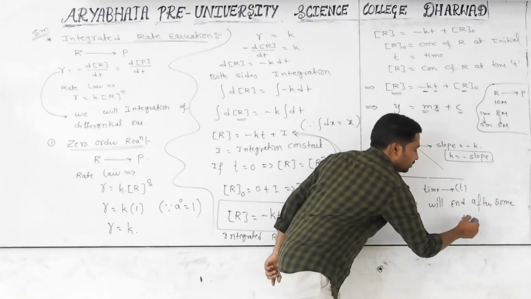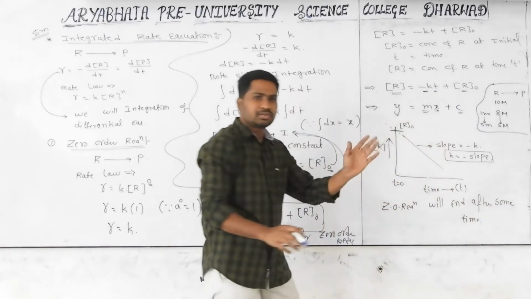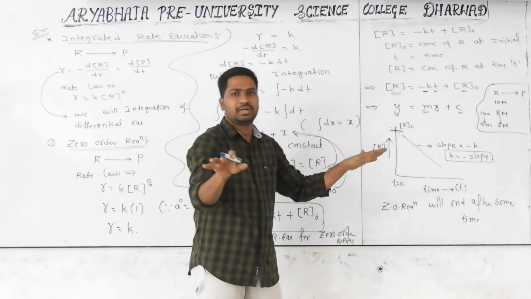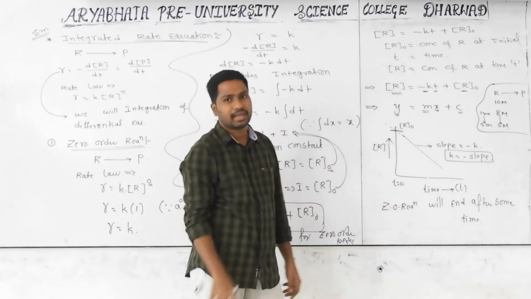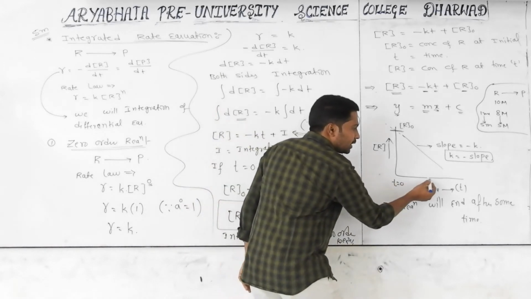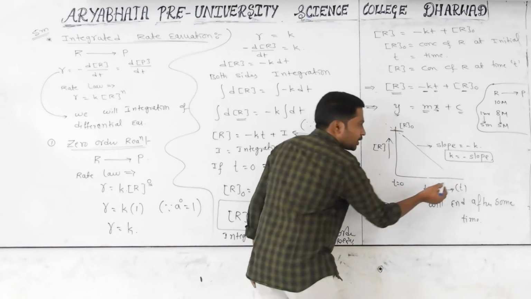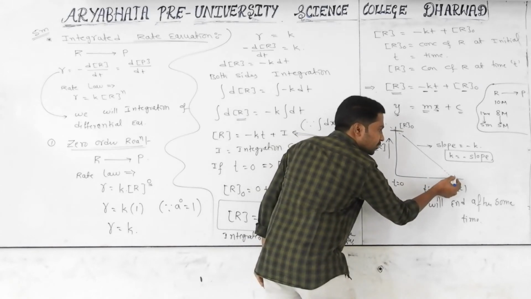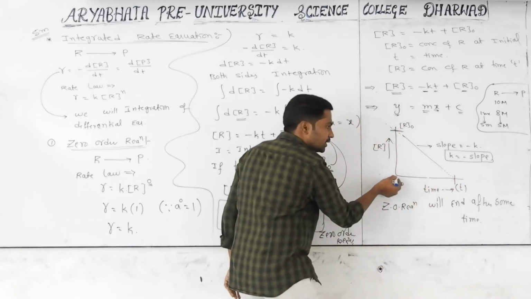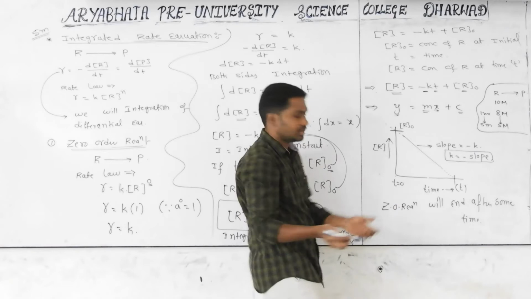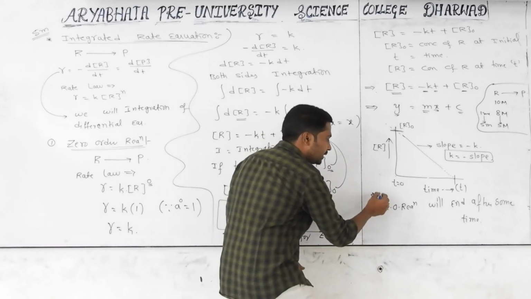What is the meaning of this? After a few minutes, or after a particular time, the whole reaction will be stopped. Why? You see here, as time goes on, for example after 15 minutes, this line comes down, and at this particular time the concentration of reactant is equal to 0. There is no reactant, so there is no reaction. It's also a very important point.